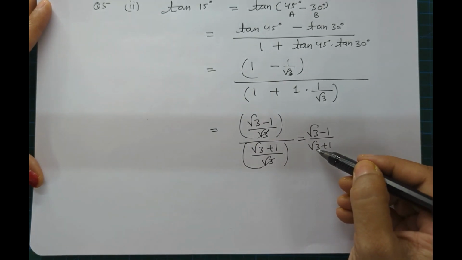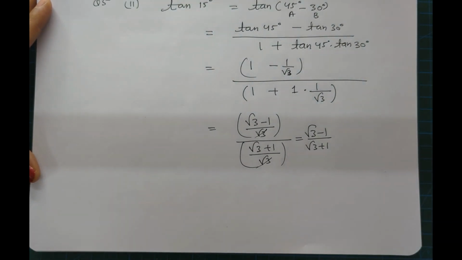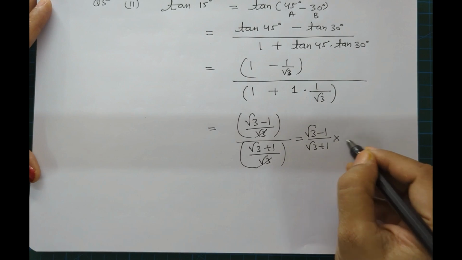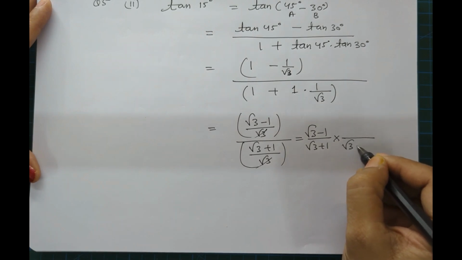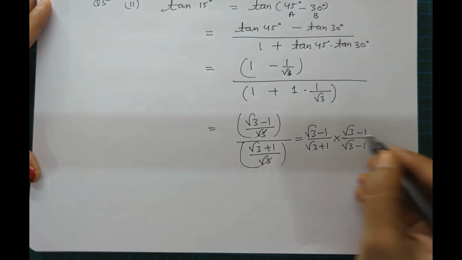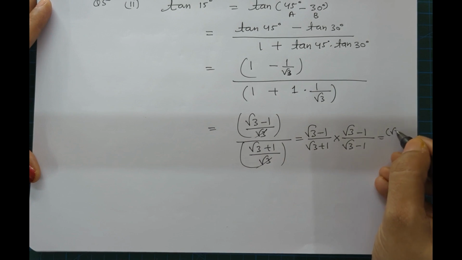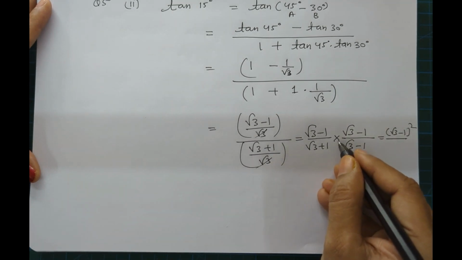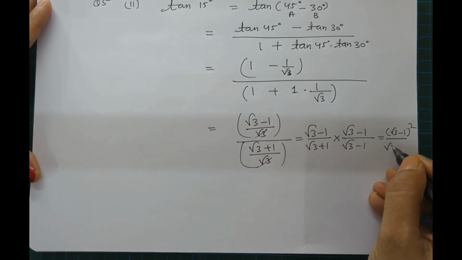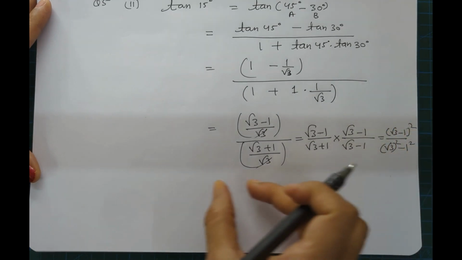Why? Because a denominator has irrational number. Irrational number in the denominator is not allowed. So we will rationalize the denominator by multiplying to the numerator and denominator by conjugate of the denominator. Numerator times numerator is root 3 minus 1 whole square and denominator is a plus b times a minus b. So a square minus b square. So numerator expansions and denominator solving I am doing here.